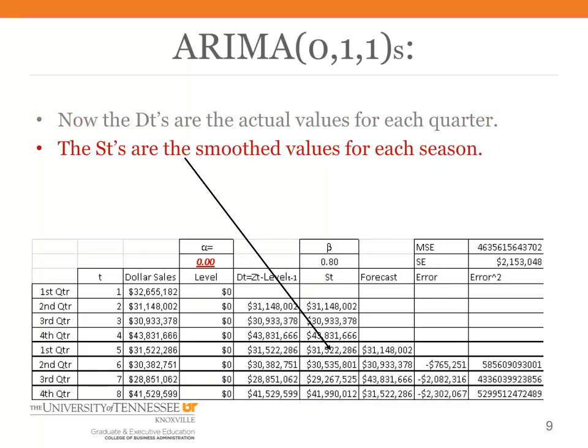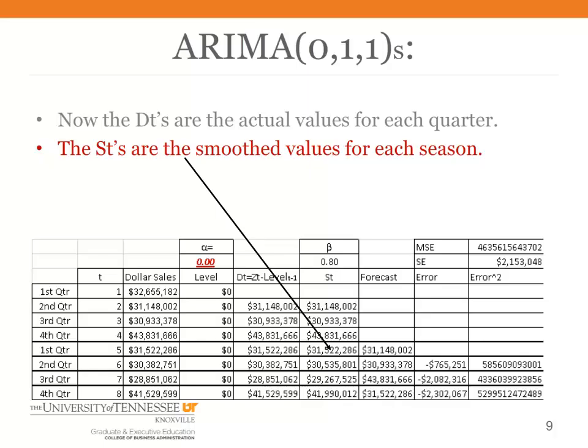And now that we have actual values in the column D sub T, the next column, S sub T, is exponential smooth values of those actual values, except they're smooth across years. In other words, the exponential smooth value for first quarter is smooth across the years, and then the second quarter, and then the third quarter, and the fourth quarter. So now you've done what we talked about earlier.